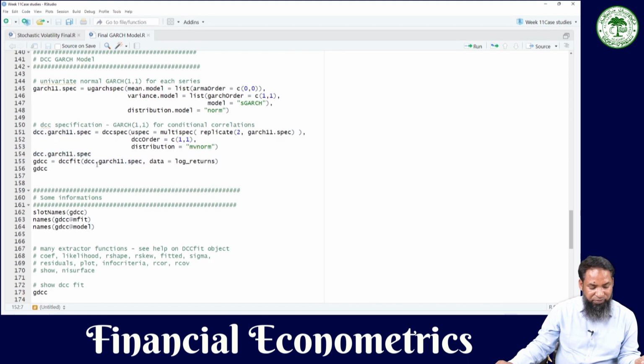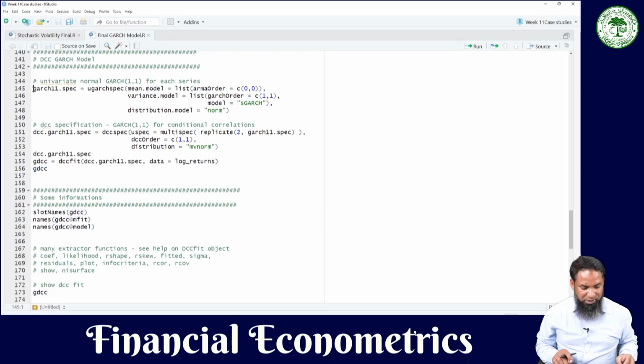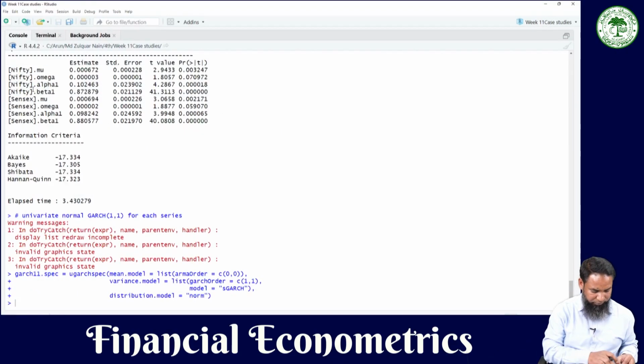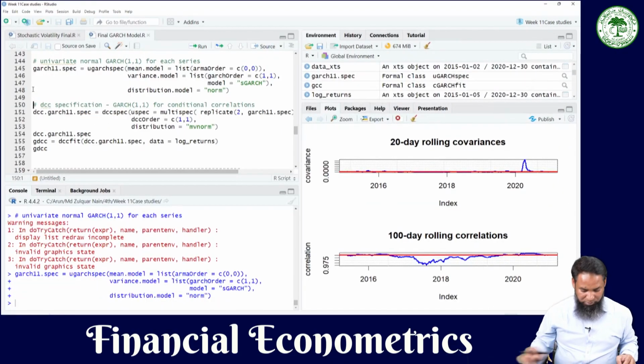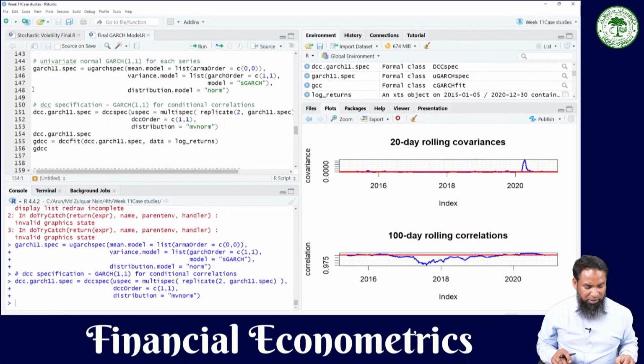Now this specification we are using here to fit the DCC model. We are giving the reference to the specification and the data, then storing the result into the GDCC, and here if we write this, the results will be printed. So let us see here. Let us have this.